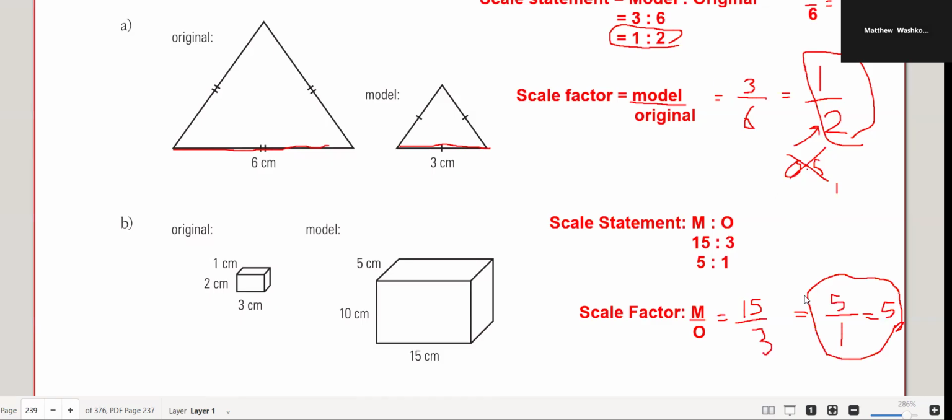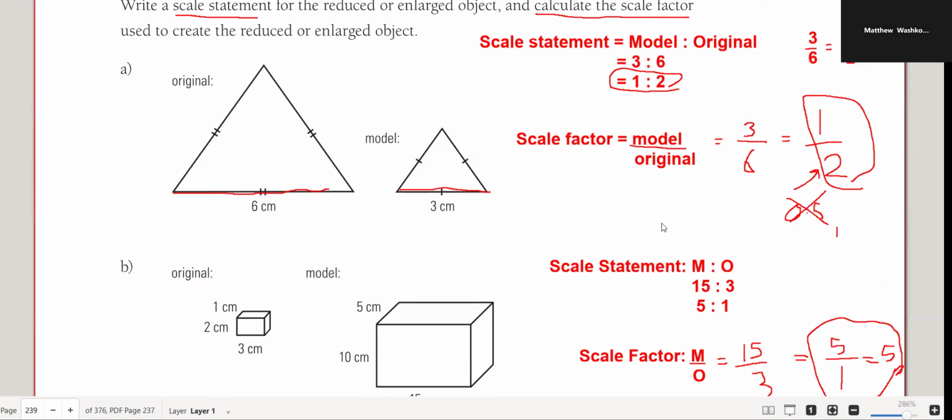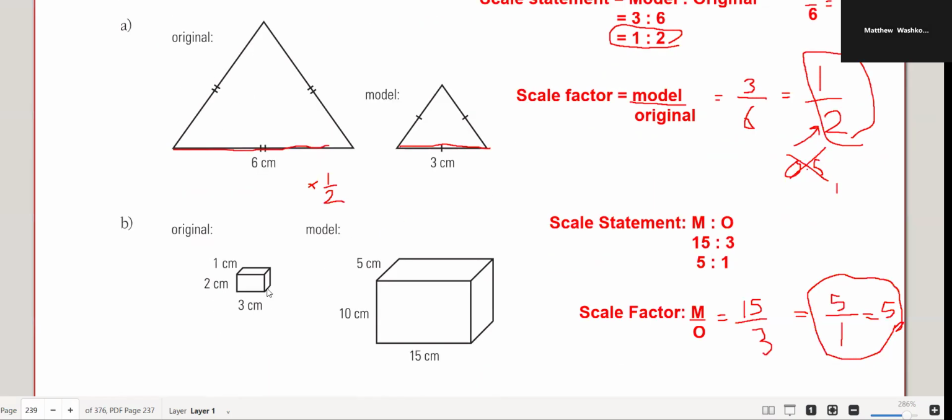So again, what does the scale factor mean? I can take my original and times it by that to get to the model. I can take this 6, times it by 1/2 to get to 3. I can take this 3, times it by 5, which is 5 over 1, to get to 15. That's what that means. Okay?